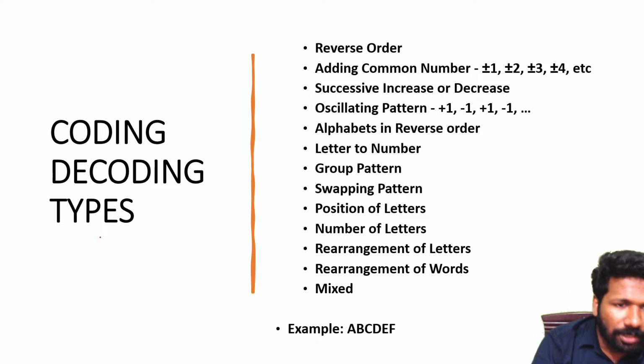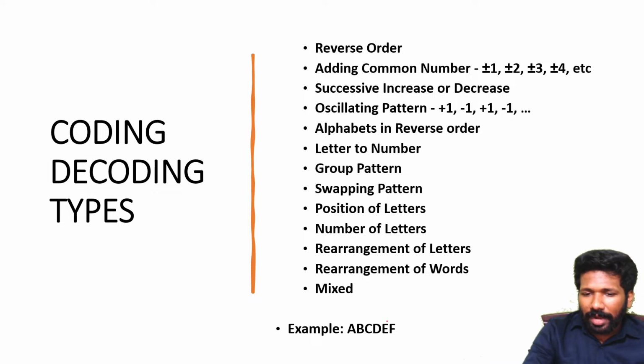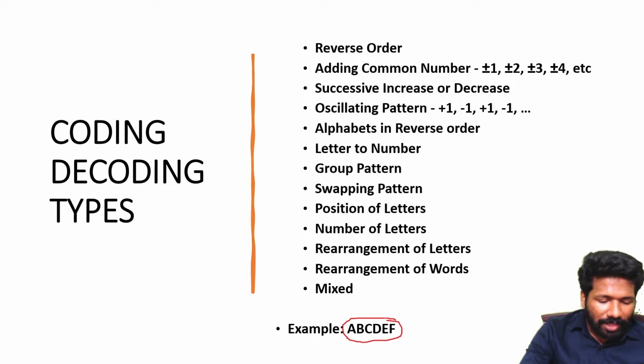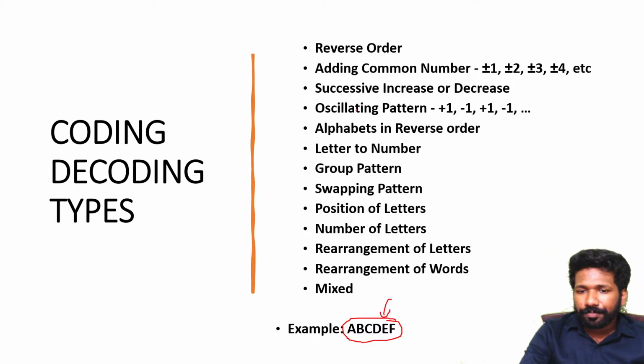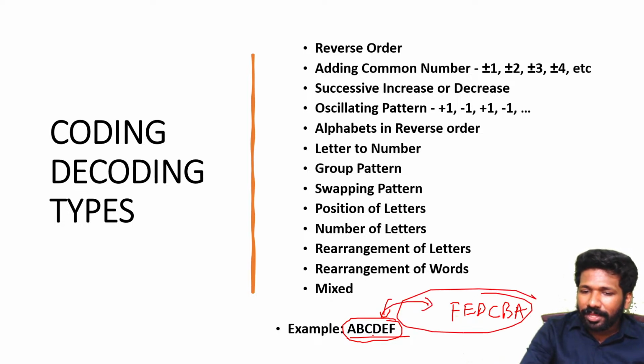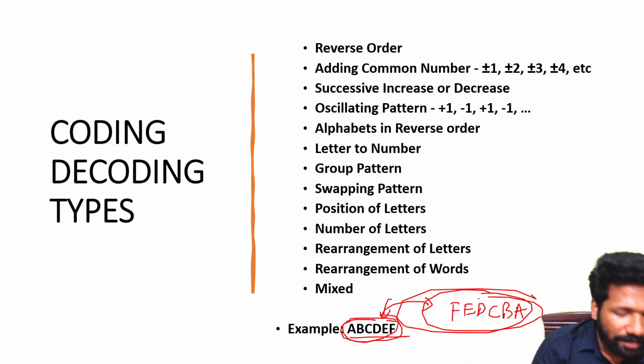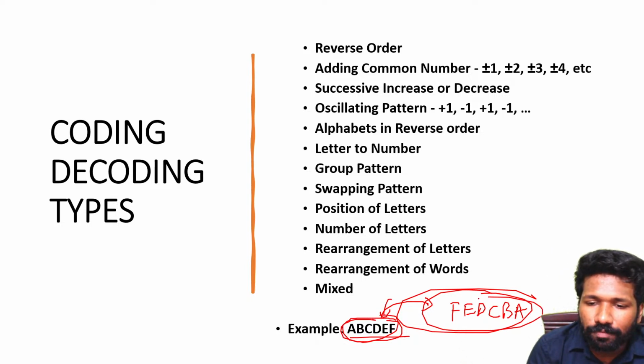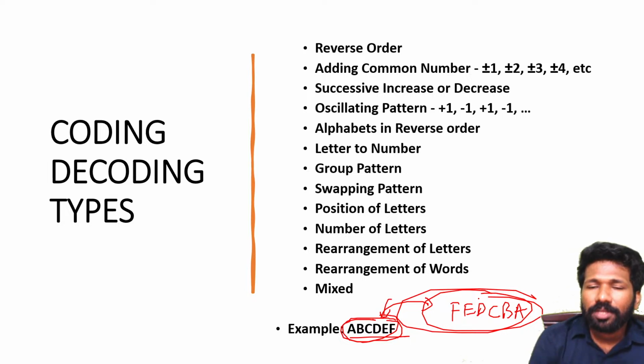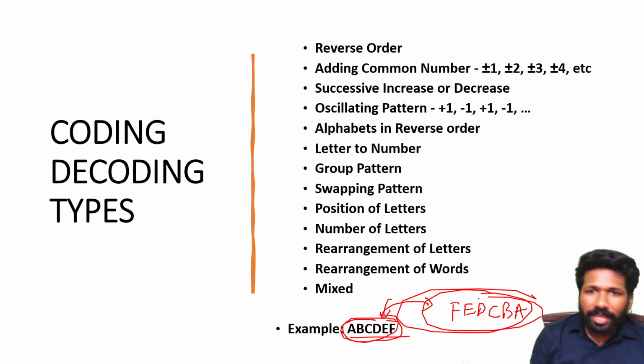So some of the major coding decoding types I have listed here. One is reverse order. For understanding purposes, I am taking the example of the 6 letters A, B, C, D, E, F. Let this be a word. So one coding that can be done is, A, B, C, D, E, F you can write as F, E, D, C, B, A. So that is a coding. Like the question says A, B, C, D, E, F is written as F, E, D, C, B, A. Then what is P, Q, R, S, T, U, V written as? So that is a coding decoding question. Simple one, but that can be a coding.